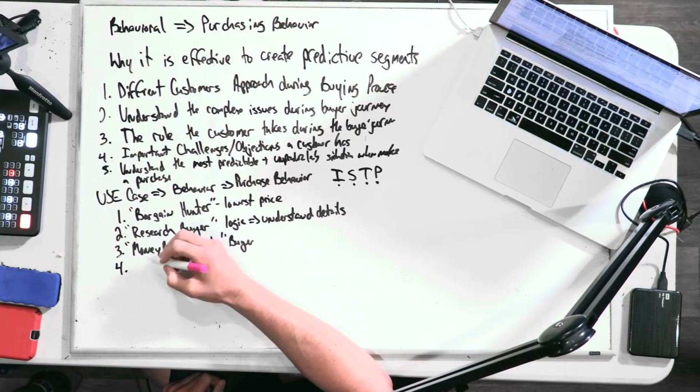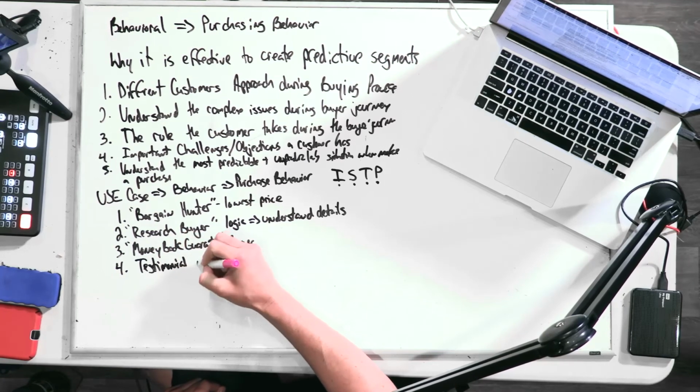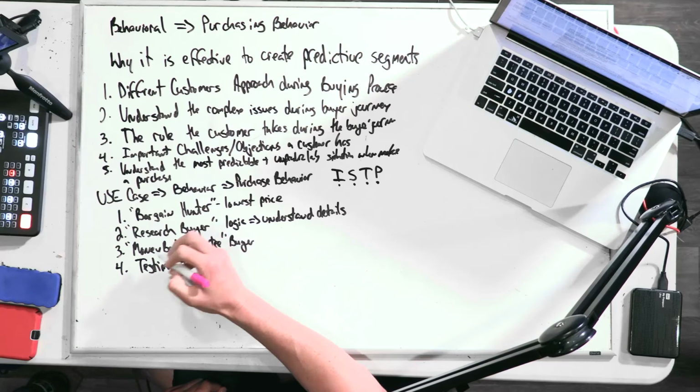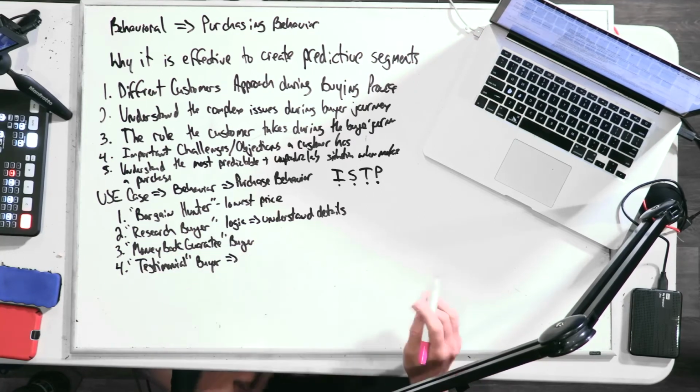Number 4, we're going to call that our testimonial buyer. Okay? So it's pretty clear what that is. They need proof. This person wants to see other people like them who have used the product, have gone and used the service, and it's worked for them. Naturally, you would use testimonials.